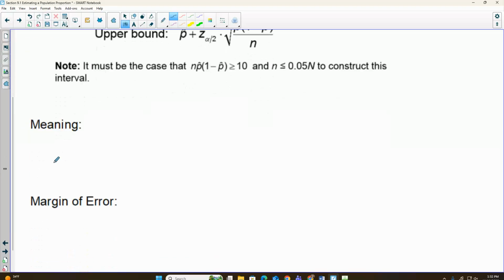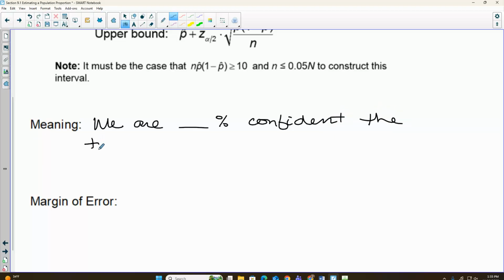The meaning of a confidence interval. So if I ever ask you to explain, it's basically this sentence. We are whatever percent confident the true value lies between the upper and lower limits.